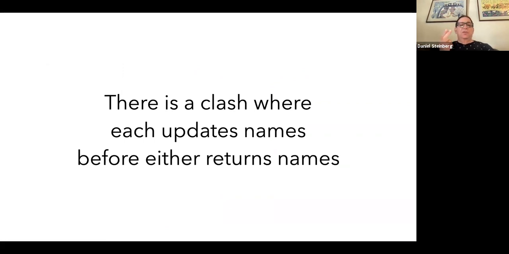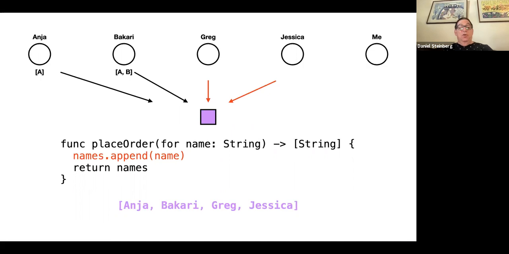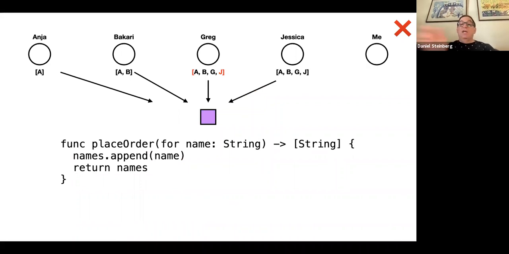The second problem is there's a clash. Each one updates, but there's a pause before the names get returned. And in this case, Greg and Jessica both place their order. Greg has Anya, Bakari. He adds Greg. Jessica might see Anya, Bakari and Greg and add Jessica. So what's happening internally is correct, but Greg's return of names doesn't happen until Jessica has appended her name. So the internal state is correct, but if Greg got in first, both of them are getting back Anya, Bakari, Greg, and Jessica. And this is a problem, even though when I say who's got the most, they both agree on what's there. Notice Greg's name isn't last in the array that was returned to him. And so there's still a race issue and a problem.